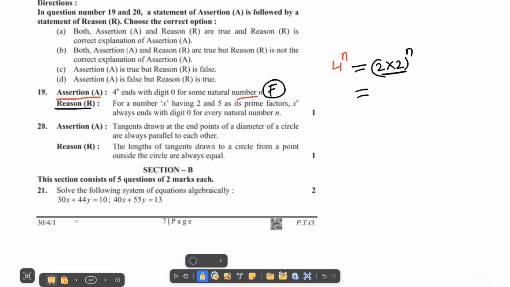For a number x having 2 and 5 as its prime factors, x power n always ends with the digit 0 for every natural number n. As I told, if the prime factorization contains 2 and 5, definitely the number ends with the digit 0 for any natural number n. So reason R is true. So here the assertion is false and the reason is true. So option D is the right answer.